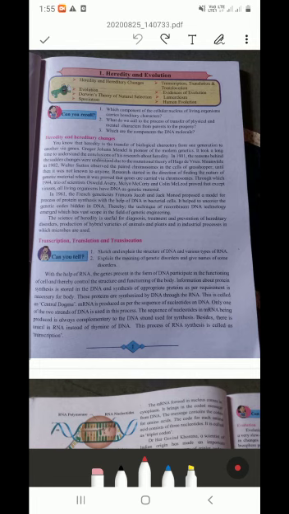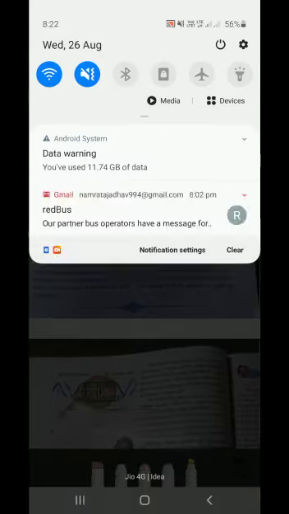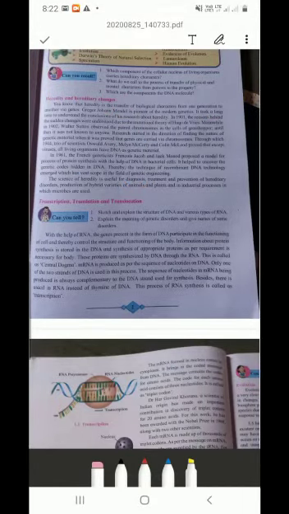Besides, there is uracil in RNA instead of thymine in DNA. I told you the nitrogenous bases. RNA consists of uracil, DNA consists of thymine. So in DNA thymine is found, and in RNA uracil is found as a nitrogenous base. Now this process of RNA synthesis is called transcription.